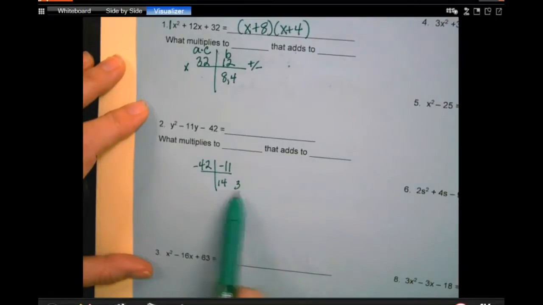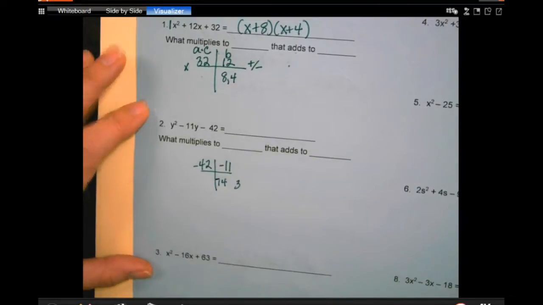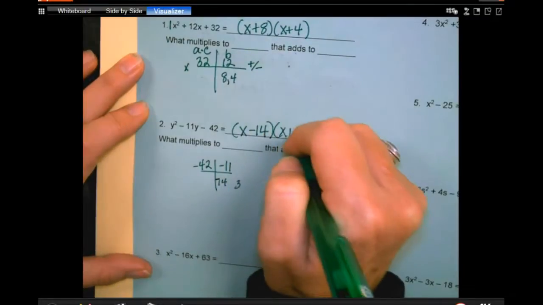You're welcome. So if I have 14 and 3, now look, I need these to multiply together to make negative 42. Does 14 times 3 equal negative 42? It doesn't. So I'm going to look at this side. I need a negative 11. So which one of these numbers has to be negative for when I add them together to make a negative 11? The 14 has to be negative, right? So when I write the answer, I get x minus 14 times x plus 3.